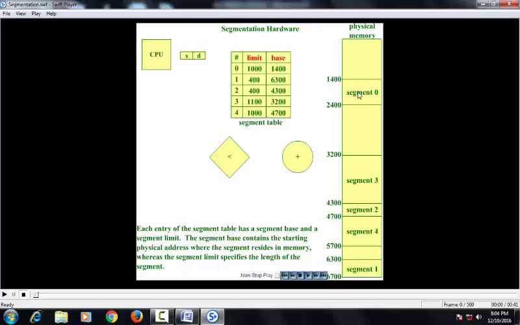So we are interested in loading any segment dynamically into the physical memory. Now you can consider another diagram where segments 0, 1, 2, 3 and 4 are situated somewhere in the hard disk, with their logical addresses. Now we are interested in loading any segment from the hard disk to our physical memory. Now how can we do this? This is the question.